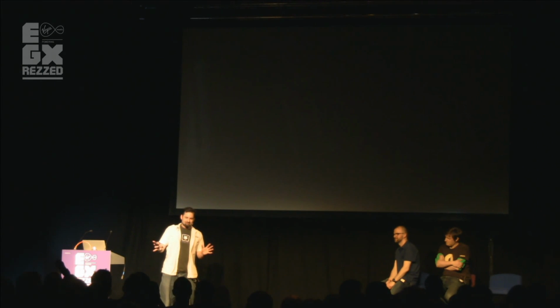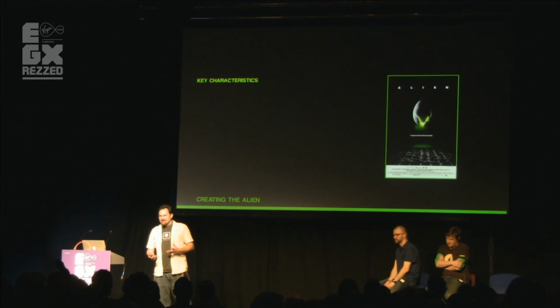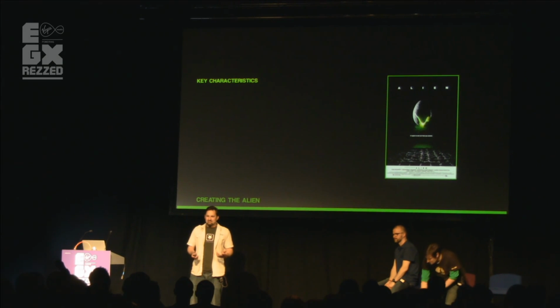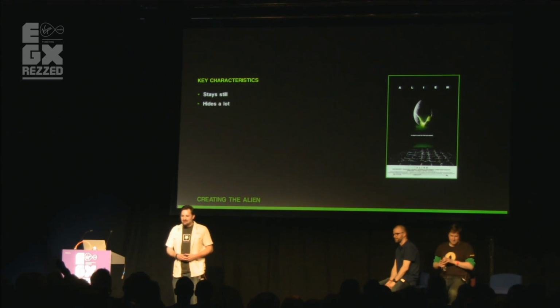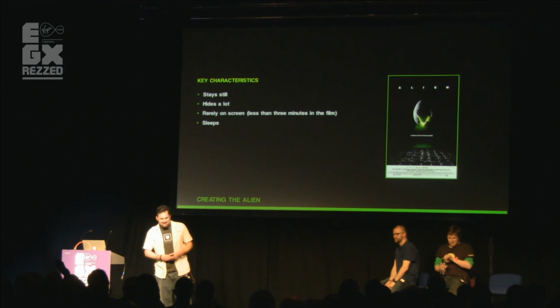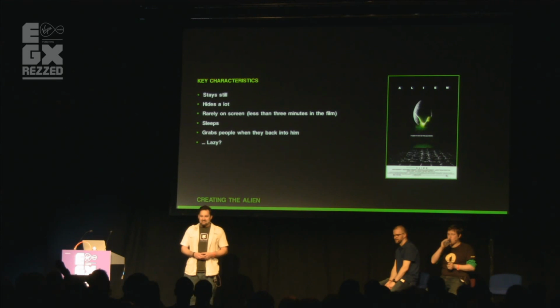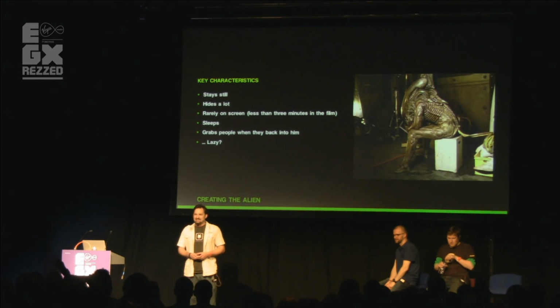Jazz hands. Turns out we couldn't actually find any good examples in that film of the alien doing any sorts of this stuff. And the characteristics we got were he stays still quite a lot. He hides, he's rarely seen, he sleeps, he grabs people when they back into him, and he's lazy.